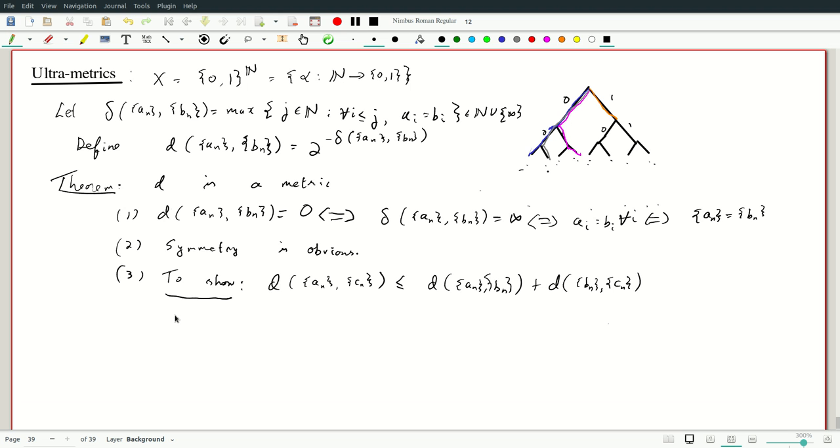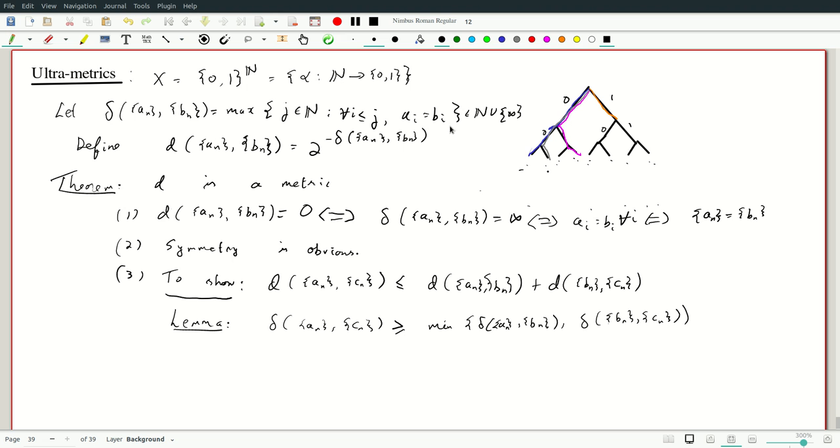So here we are claiming the following relation between these deltas. The claim is that delta of A_n and C_n, how long they're together, is greater than or equal to the minimum of delta of A_n and B_n, and delta of B_n and C_n. And once you recognize this fact, it's really quite easy to prove. Okay, so the definition has been written out that way.